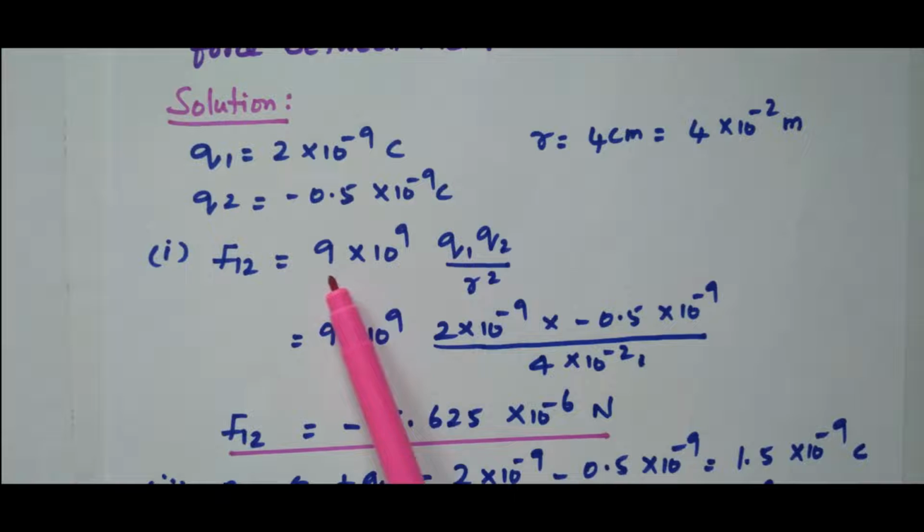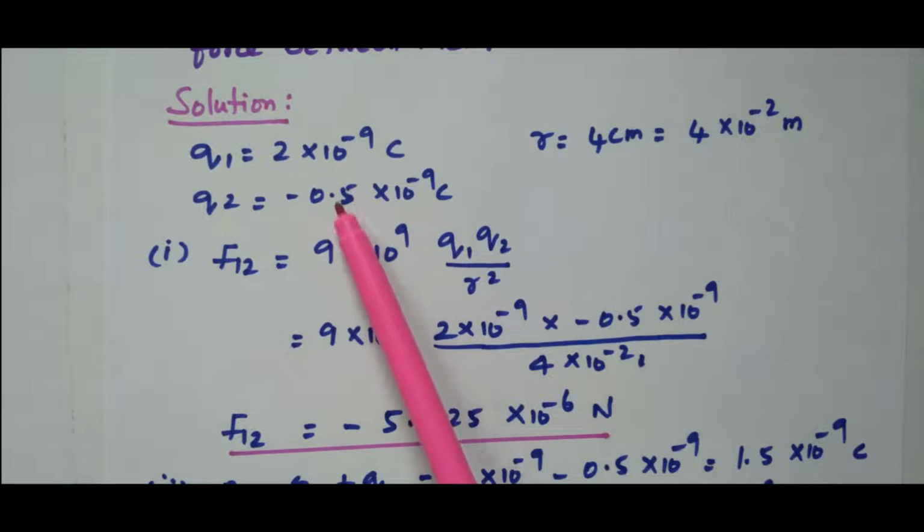The formula is 9 into 10 to the power 9, it's a scalar, not a vector: 9 into 10 to the power 9 Q1 Q2 divided by R square. So 9 into 10 to the power 9, Q1 is 2 into 10 to the power minus 9, Q2 is minus 0.5 into 10 to the power minus 9, divided by 4 centimeter, which is 4 into 10 to the power minus 2 after converting into meter. So what we got is minus 5.625 into 10 to the power minus 6 Newton. So before being brought into contact, as a normal condition, using these charges as they are, we calculated the force: minus 5.625 into 10 to the power minus 6 Newton.